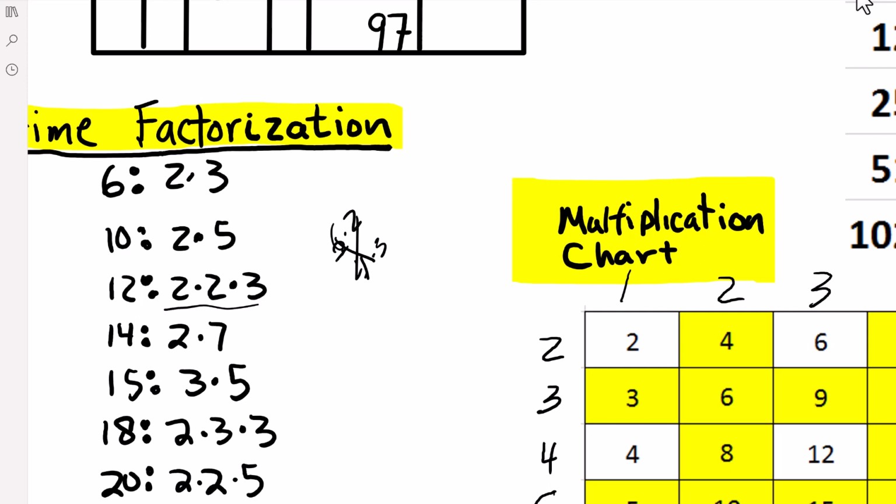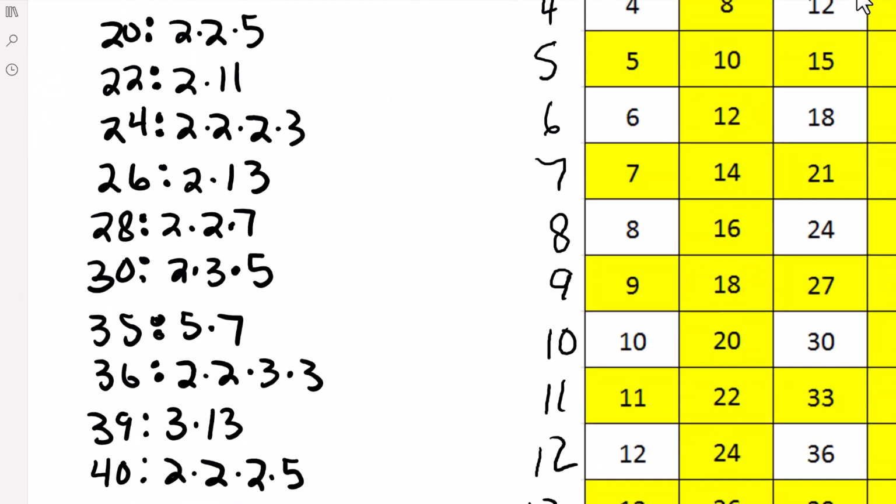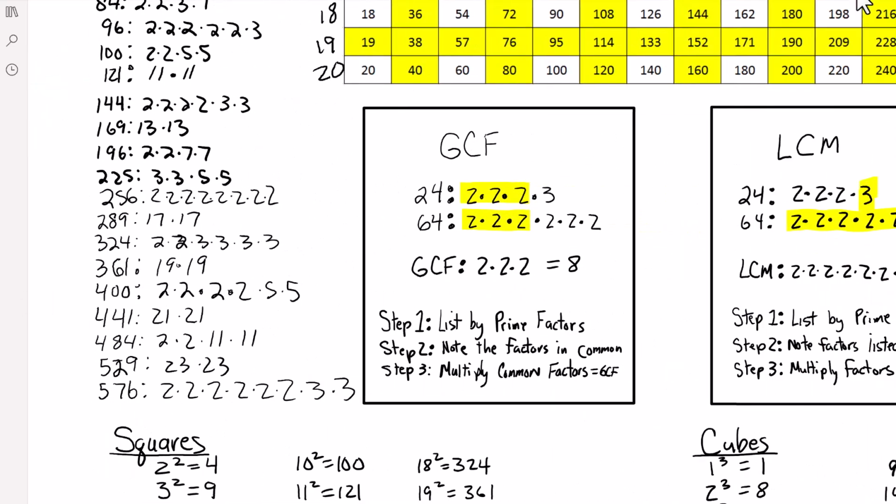And this comes in handy if you're going to simplify radicals, is you could write the prime factorization. Ooh, and there's a pair. So a 2 would come out, something like that. So here's a list of numbers with their prime factorization. And then what else do I have down here?